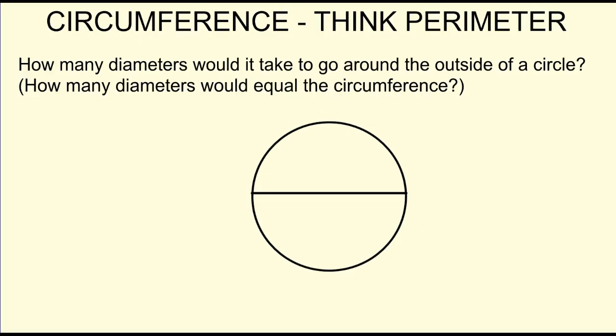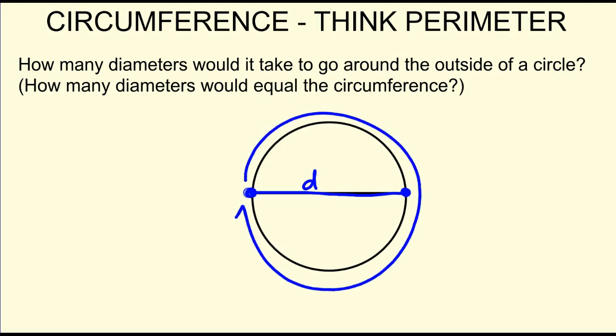Okay, the next thing, I want to talk a little bit more about circumference. First of all, if I have a diameter here that goes across the center of my circle, the length across the circle through the center, how many diameters do you think it would take to wrap around the outside of the circle, starting at one point and wrapping all the way around till I get back to that point? So we're really asking, how many diameters would it take to equal the circumference?